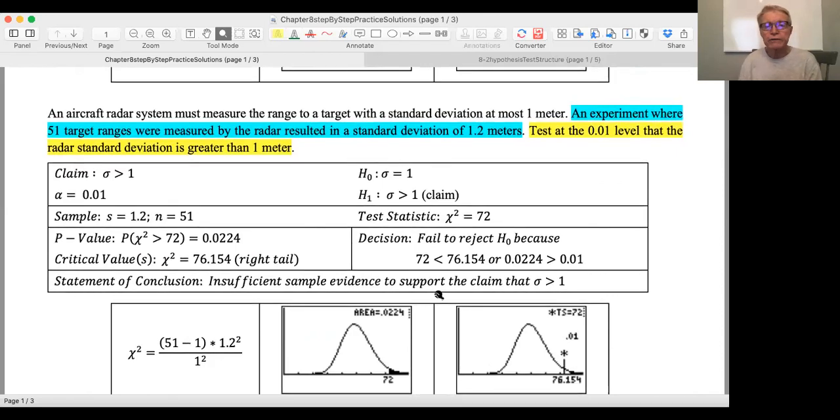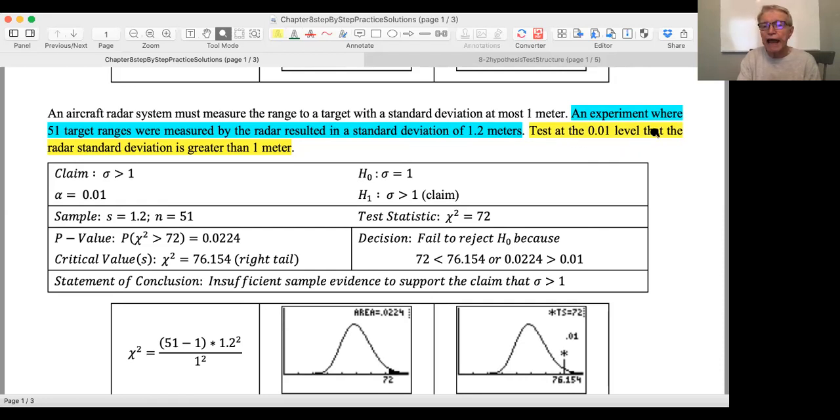An aircraft radar system must measure the range to a target with a standard deviation of at most 1 meter. An experiment where 51 target ranges were measured by the radar resulted in a standard deviation of 1.2 meters. And it looks like information about collecting data and calculating something. That's not what a claim looks like. Our claim comes in this next highlighted section.